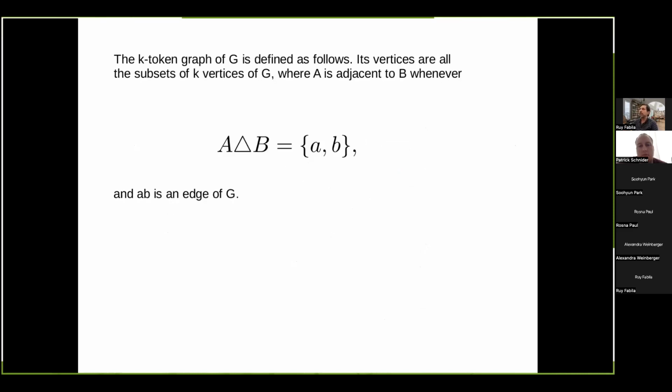Okay, so formally we can define it as follows. The vertices of the K-token graph are all the subsets of size K of vertices, where A is adjacent to B whenever its symmetric difference is an edge of G. Right? That's precisely the definition.